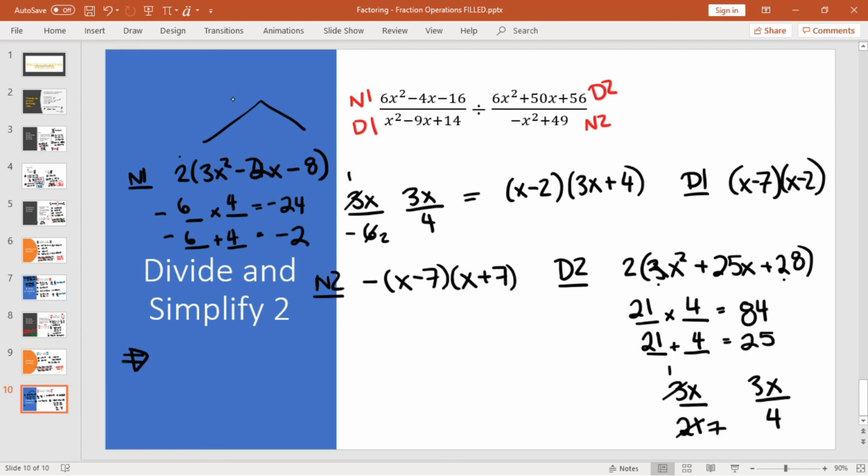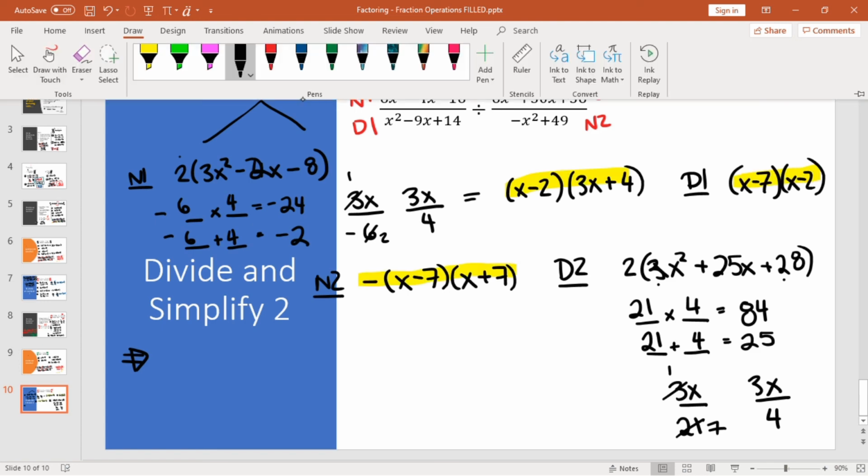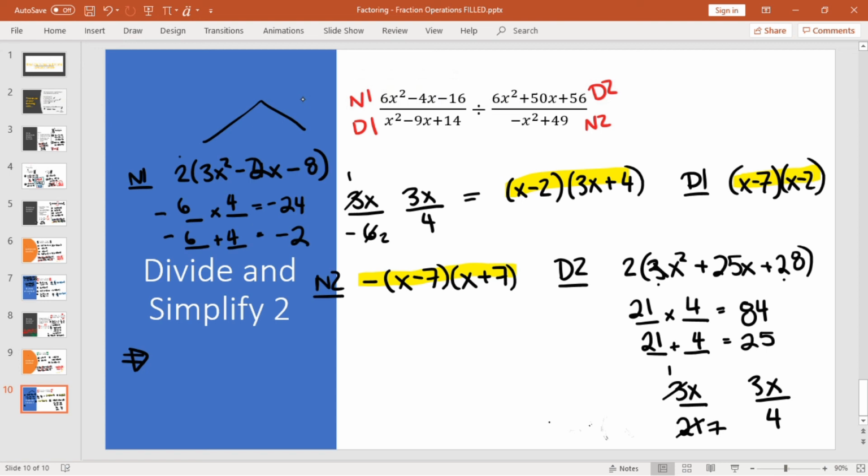So N1. I'm going to highlight all my things so I don't lose them. I didn't even finish D2. Better write that down. So for finished product on D2, which now is not going to be highlighted, x plus 7, 3x plus 4. All right, let's see if I find everything. So N1, x minus 2, 3x plus 4. N2, there's a negative, I'm going to put in front. X minus 7, x plus 7. D1, after I draw my beautiful line, x minus 7, x minus 2. D2, x plus 7, 3x plus 4.